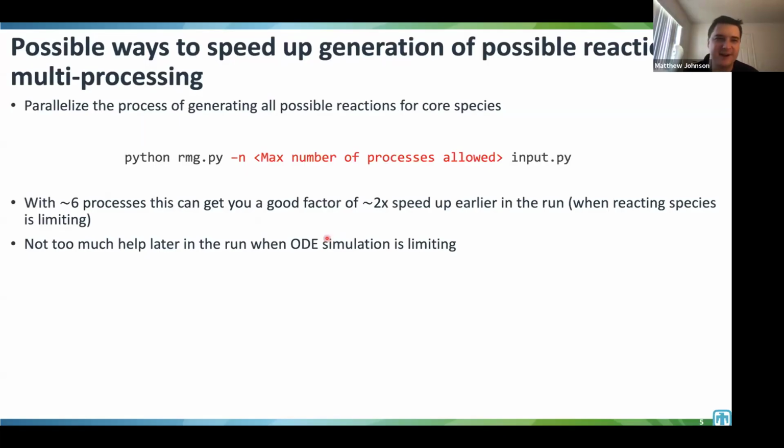Now, one of the first ways that you can work towards speeding up RMG is by running it in parallel. RMG can run reaction generation in parallel if you add this option when you run RMG. If you're running with about 6 processes, this can get you about a factor of 2 speed up earlier in the run, in that regime where reaction generation is limiting. It's hard to get more than this because the process is going to saturate. And this isn't going to be much help later in the run when the ODE simulation is limiting. So you're parallelizing an operation, but not the limiting operation in the late parts of the RMG run.